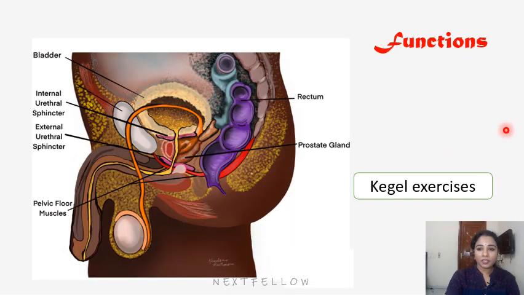So let's see the functions. The functions of the pelvic diaphragm: we can see here anteriorly the pubis, and here is the sacral vertebra, the sacrum, and we can see the rectum and the urinary bladder. This is the male pelvis, so you are seeing the prostate gland, and this red one is the pelvic diaphragm. This red one is the pelvic floor muscles or pelvic diaphragm.